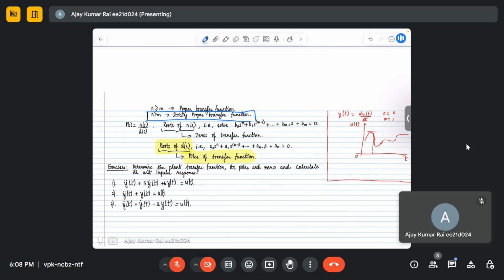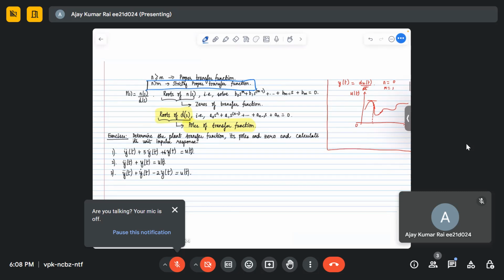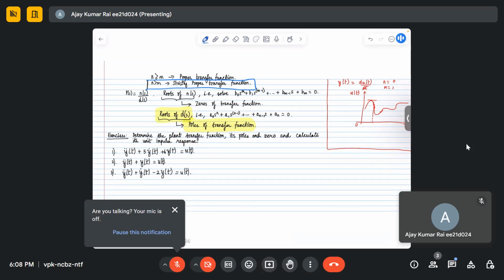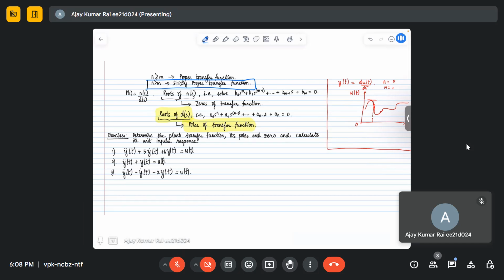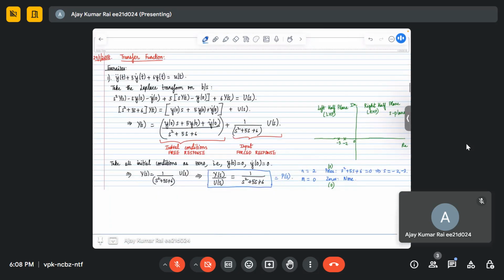If n is greater than m, then we have a strictly proper transfer function. P(s) equals N(s) by D(s), where N(s) is the numerator and D(s) is the denominator. If you equate D(s) equal to 0, you'll get the roots. Roots of that will be called the poles of the transfer function, and mostly all the analysis after that is done based on the poles.